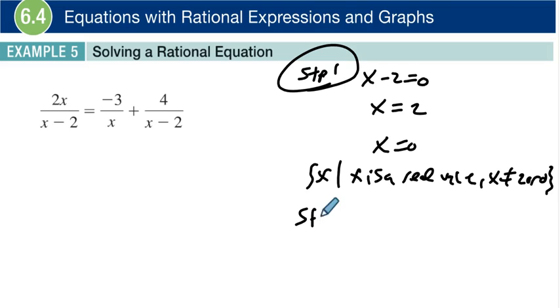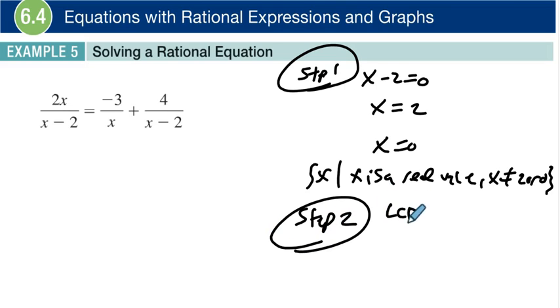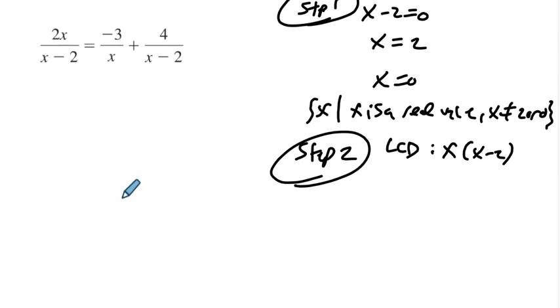Now let's go on to step 2, and step 2 is to find the lowest common denominator and multiply everything by it. Well, our lowest common denominator is just going to be x times x minus 2. Okay, because if this has an x minus 2 and this has an x, they don't have anything in common, so all you gotta do is just multiply by both of them. So I'm gonna go ahead and multiply everything by that common denominator then, okay?